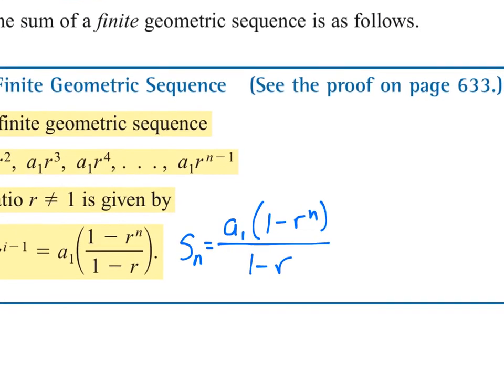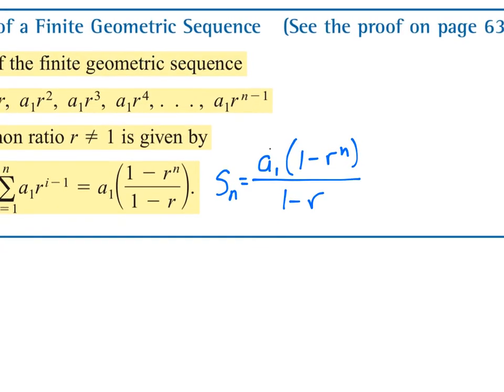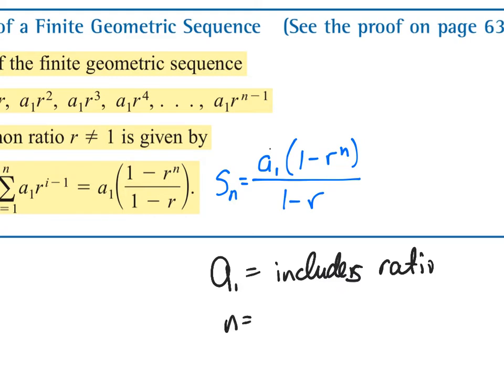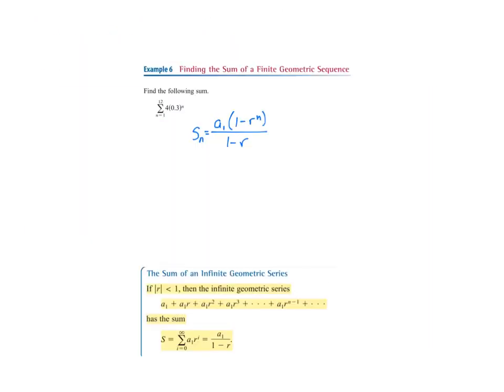What you need to understand here is when I talk about a sub 1 in a finite series, and again, you'll have this in front of you when you take your test or quiz, because I'll let you use your notes, this includes the ratio. N is the term number you're looking for, and R is your ratio. You'll see what I mean by that in a second.